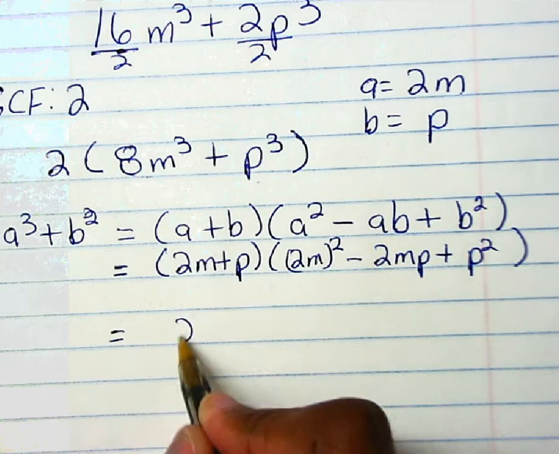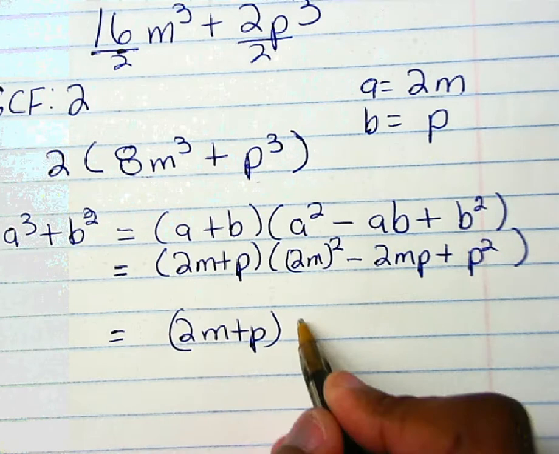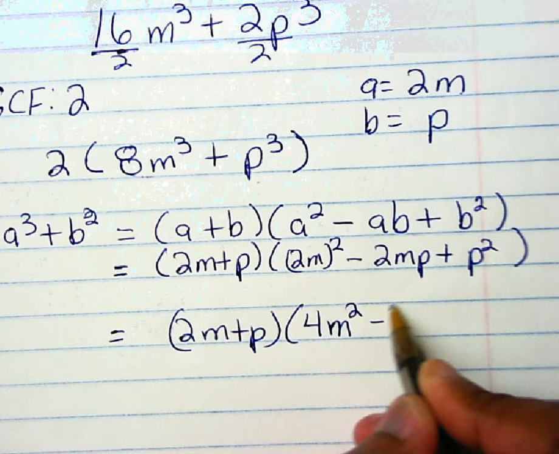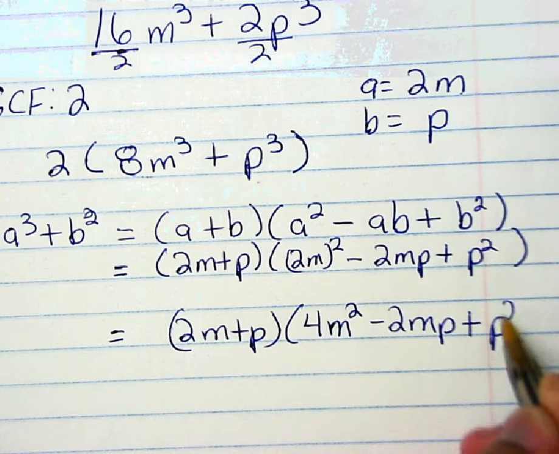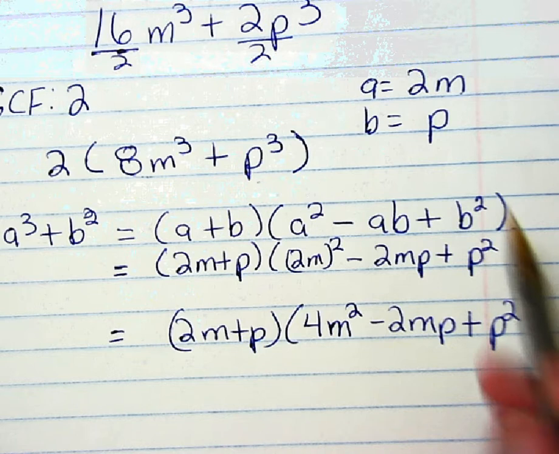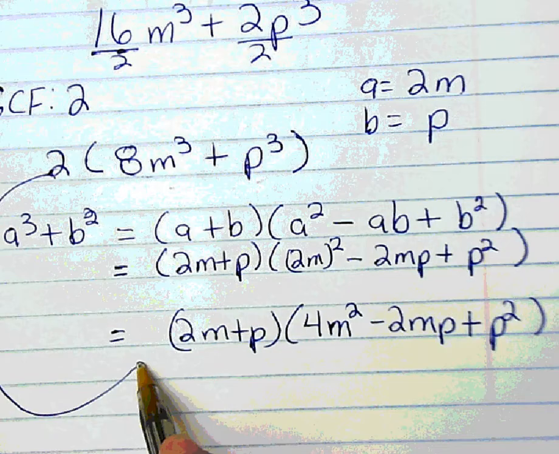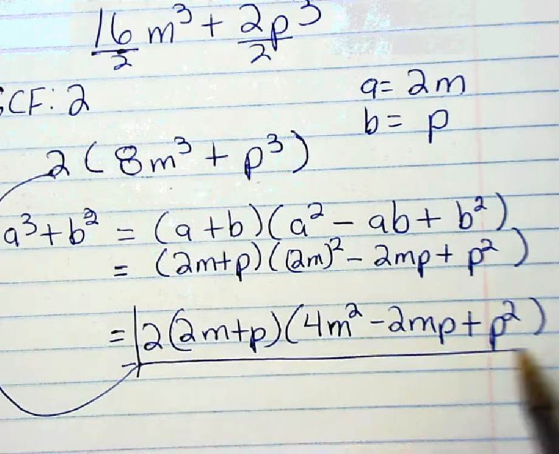I have 2m plus p times 4m squared minus 2mp plus p squared. Now that's just factoring this part. I still need to bring down my greatest common factor, which is 2, and this is my final answer.